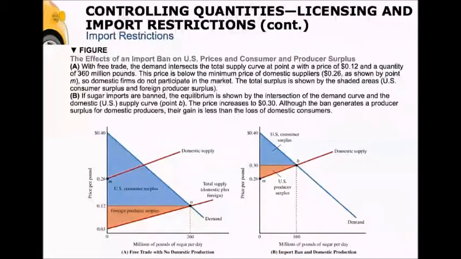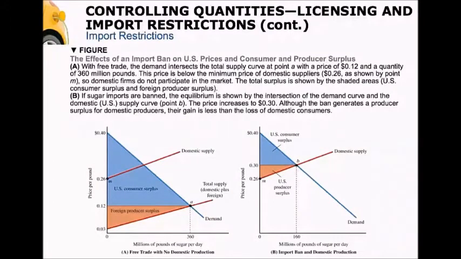And that's below the minimum supply price for domestic suppliers. So all the sugar is going to be produced by foreign producers, creating U.S. consumer surplus equal to this blue triangle, and foreign producer surplus equal to this red triangle. Suppose we decide that we want our sugar produced by domestic producers. So we ban the import of sugar.